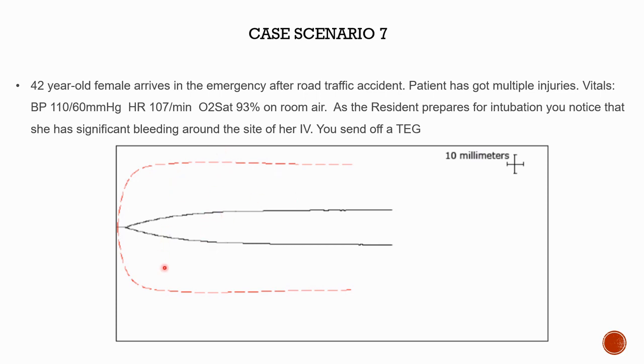So you can see as compared to the normal, all the values of the patient TEG are deranged. The R time is prolonged, the K time is prolonged, the alpha angle is less, and MA is also less. So it is an overall hypocoagulable state.